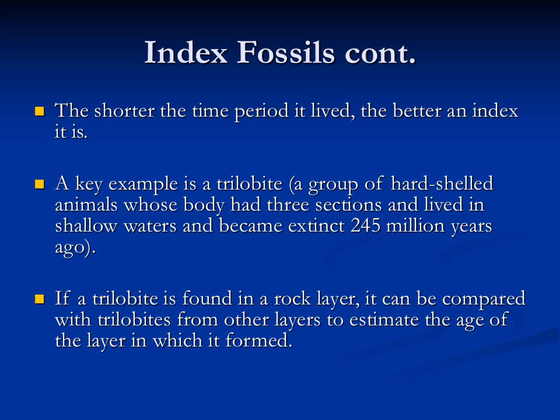A key example is a trilobite. Trilobites are a group of hard-shelled animals whose body had 3 different sections. There was a picture of one just a few slides ago, and they lived in really shallow water and became extinct 245 million years ago. If there's a trilobite in a rock layer, it can be compared with trilobites from other layers to estimate the age of the layer in which it formed.